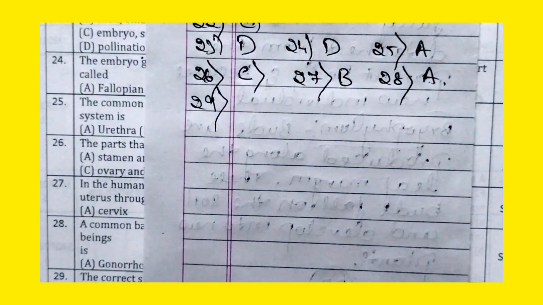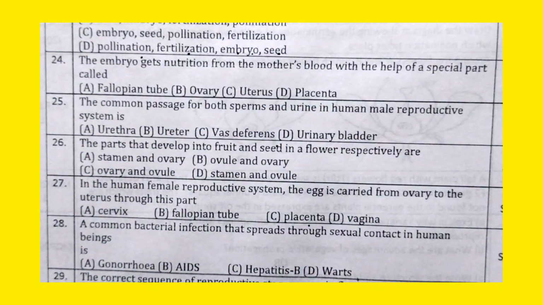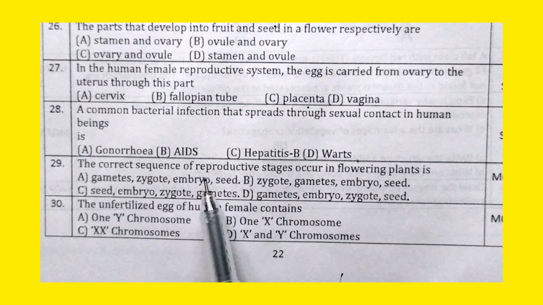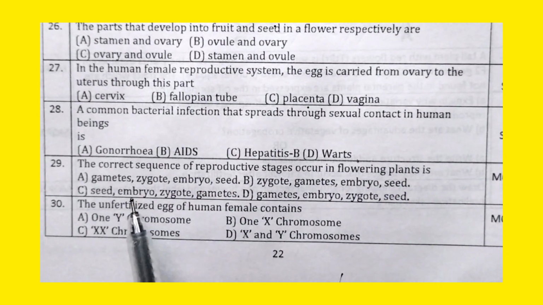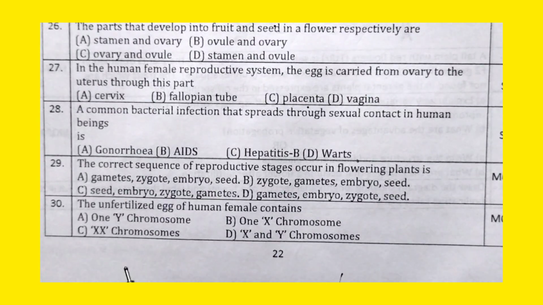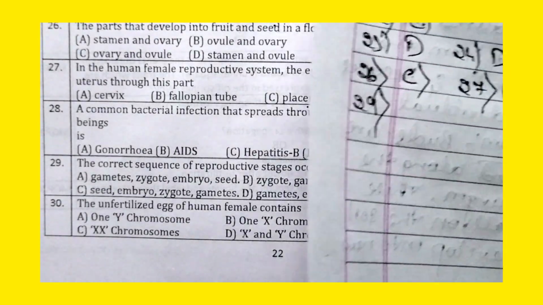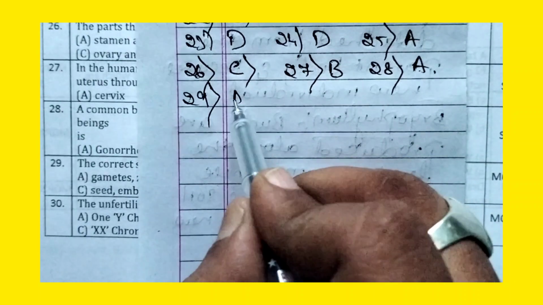Now let us move to the 29th question. The correct sequence of reproductive stages that occur in a flowering plant is, again it is a repeated question. So let us see what happens here. First, when gametes fuse, a zygote forms. The zygote divides and becomes an embryo. Then the embryo will be in the seed. So the right answer for this question is gamete, zygote, embryo, seed. So the right answer for the 29th is option A.